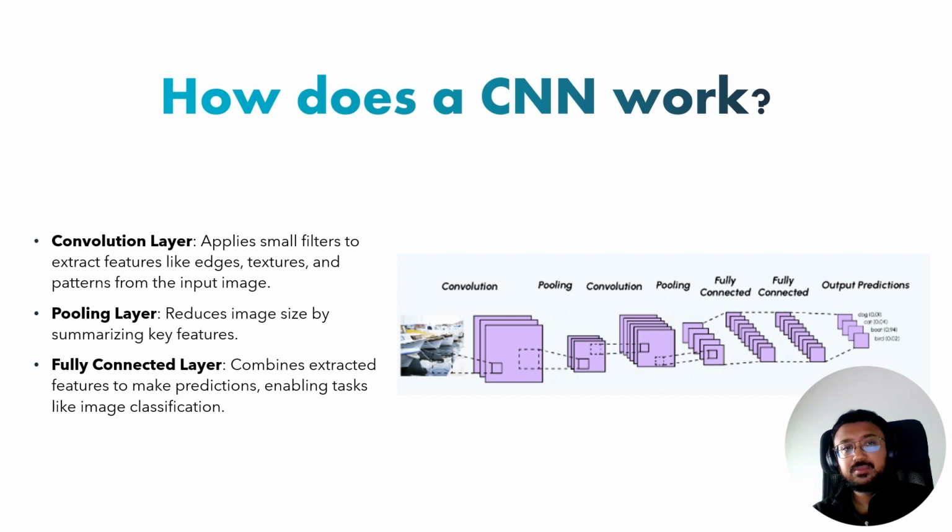CNNs operate in three main steps. First, the convolution layer applies small filters to the image to extract features like edges or textures. Next comes the pooling layer, which reduces the size of the image while preserving the most important features. This step makes CNNs more efficient. Finally, in the fully connected layer, these extracted features are combined to make predictions, such as classifying an image as a cat or a dog.